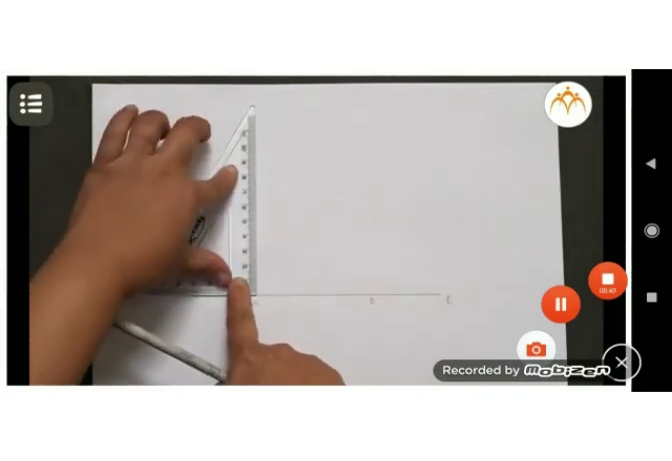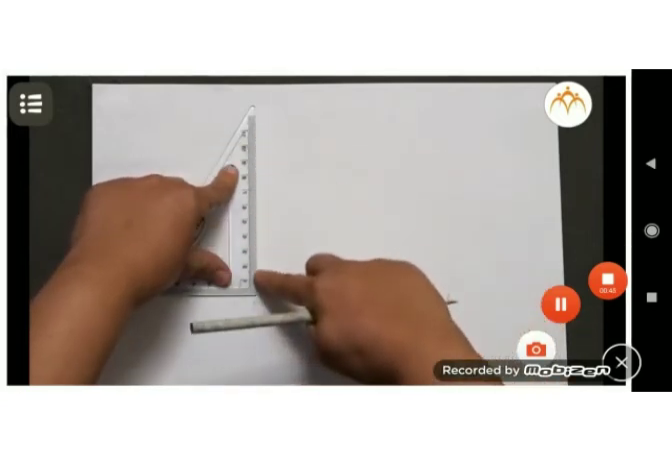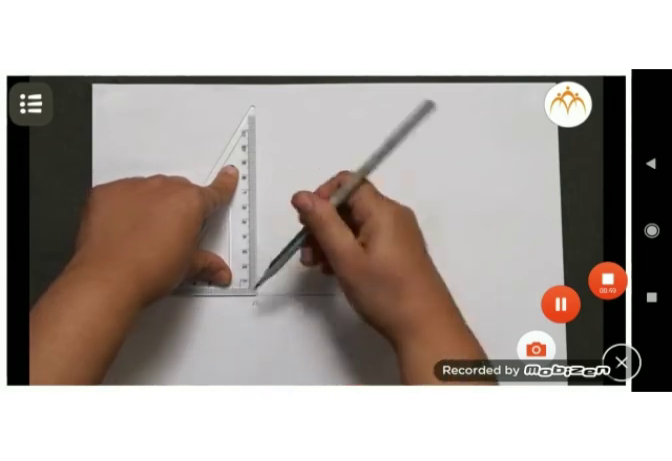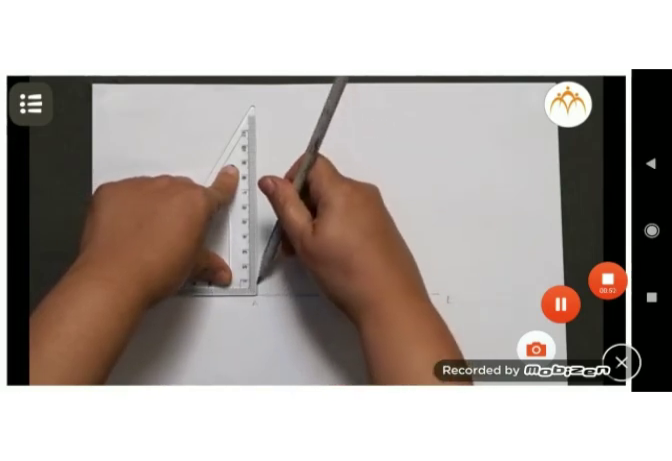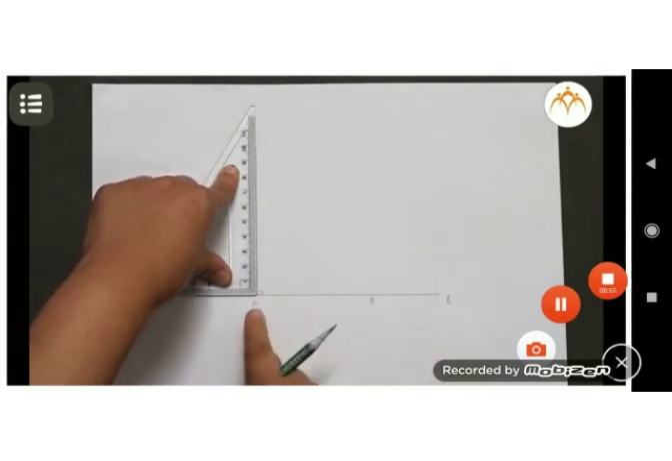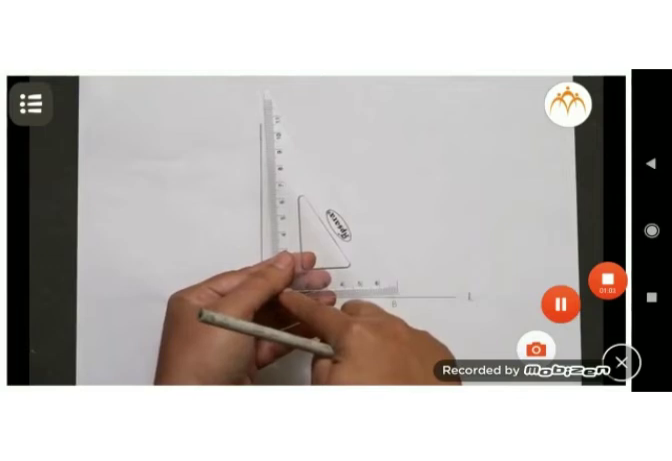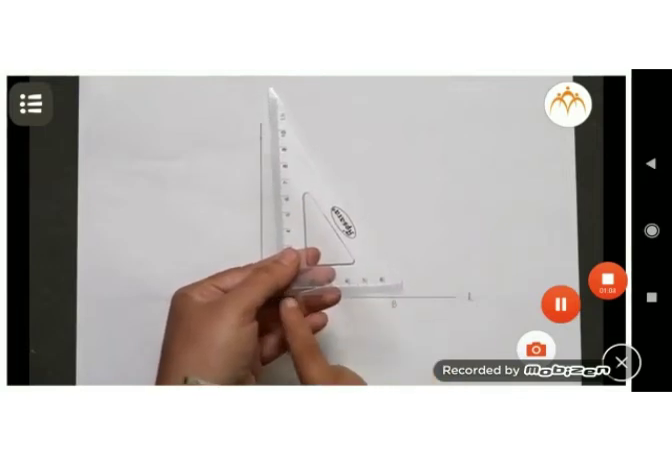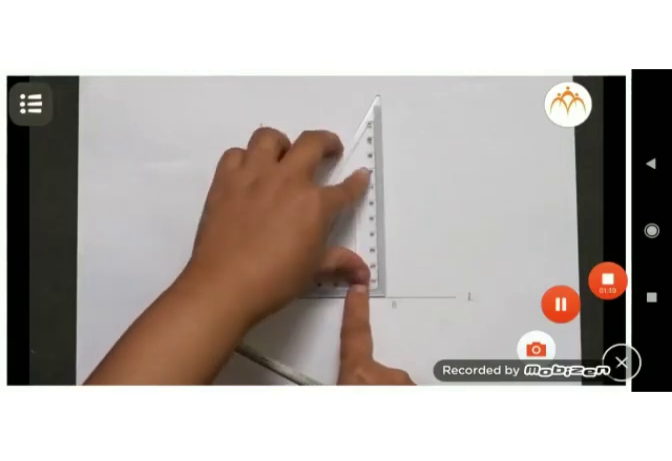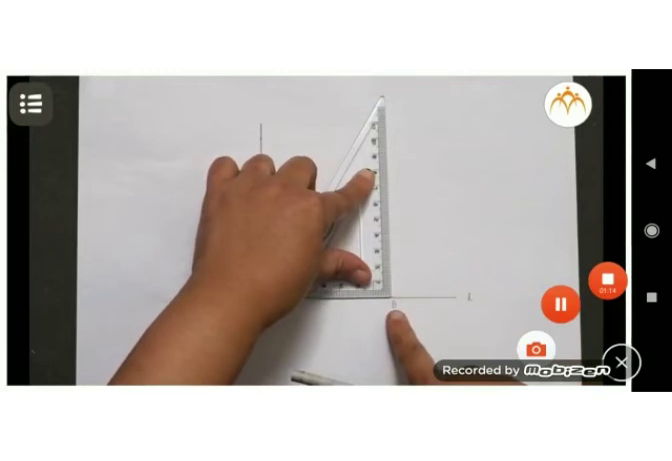We hold this set square tight in the position, and you can see that this edge is perpendicular to the given line at point A. Let us draw a line passing through point A which is perpendicular to line L at point A. Similarly, we take 30, 60, 90 degrees set square and place its smallest edge exactly on the given line in such a way that the other perpendicular edge passes through the point B.